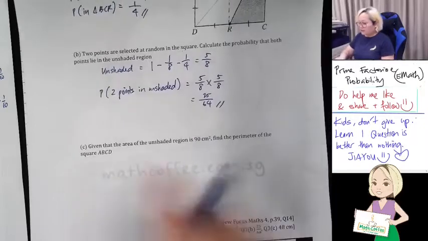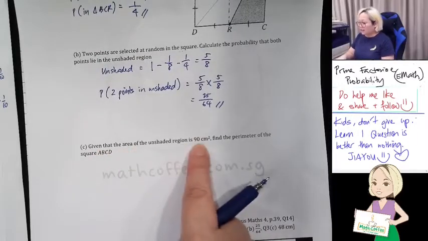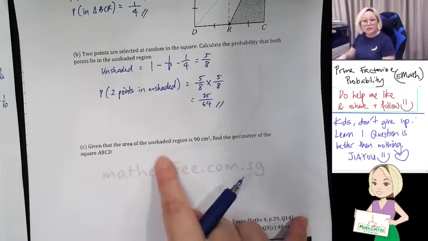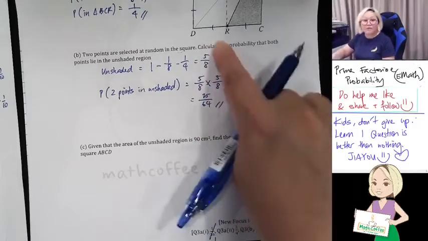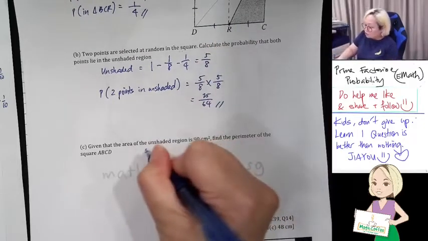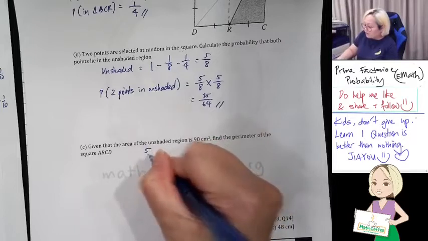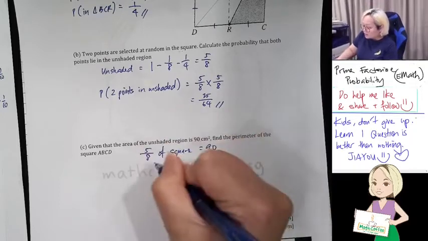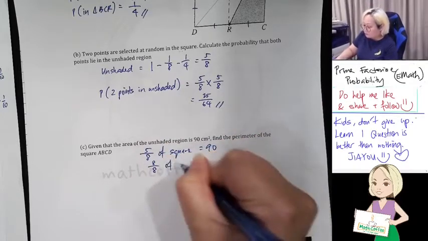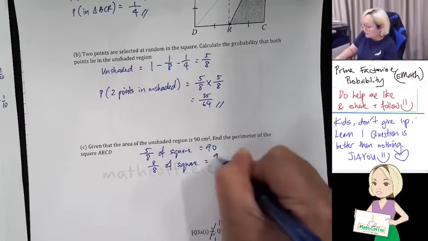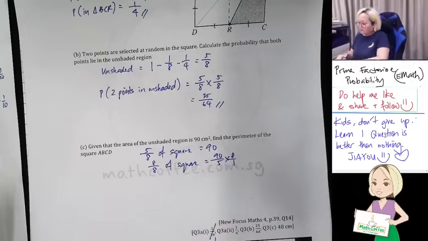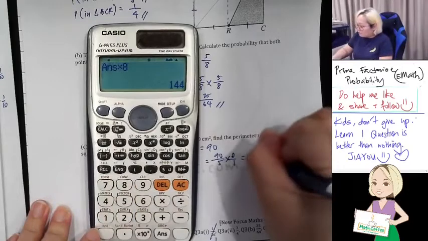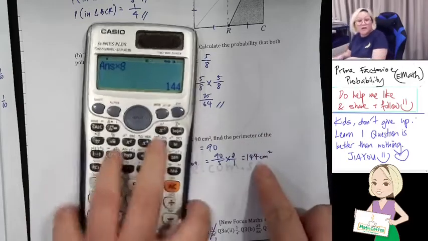Okay, now next. They say, given that the area of the unshaded region is 90 cm square, find the perimeter of the square. Okay, easy. Unshaded region is 90 cm square. And we know 5 out of 8 is 90 cm square. So you just know that 5 out of 8 of square equals to 90. So let's find 8 out of 8, which is the full square. All I need to do is just 90 divided by 5 times 8. So 90 divided by 5, then times 8, and we have 144 cm square. This is the area of the square.